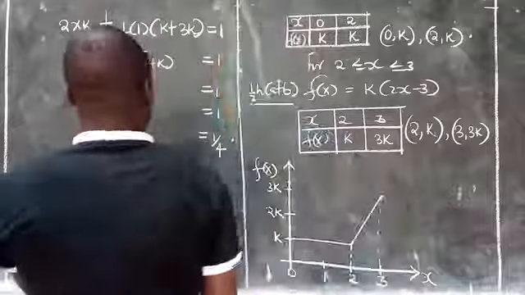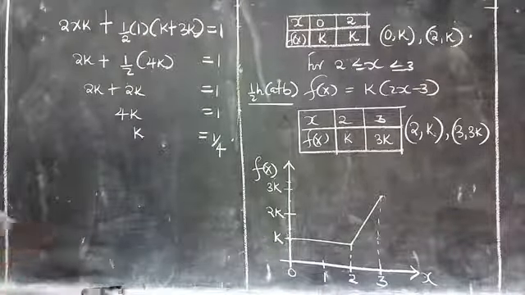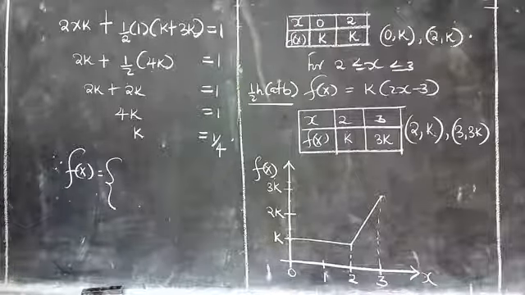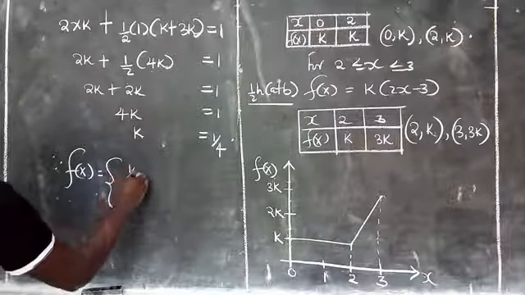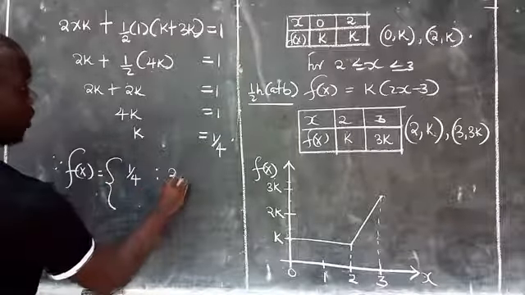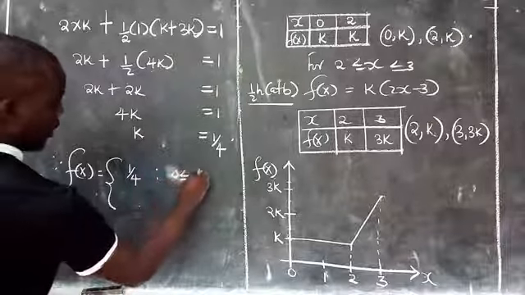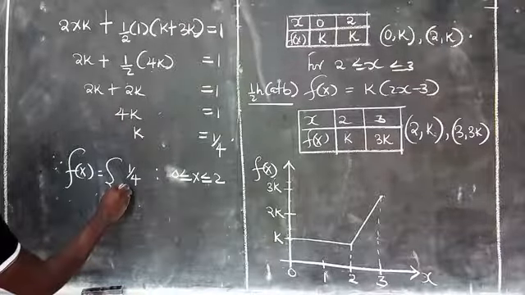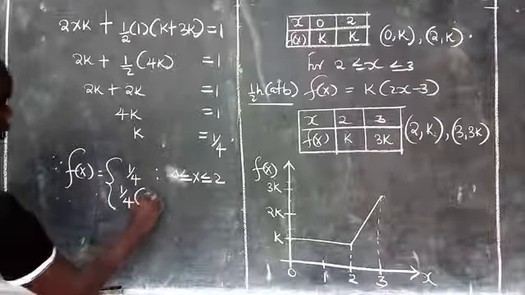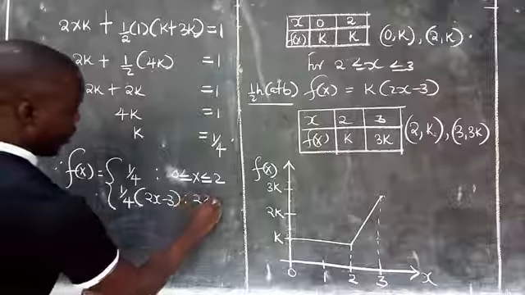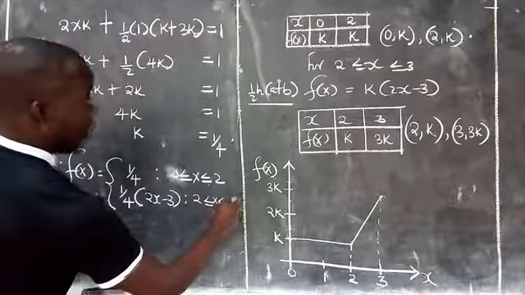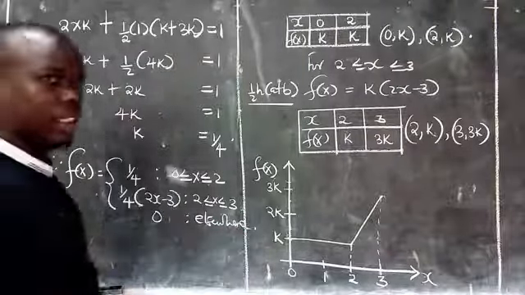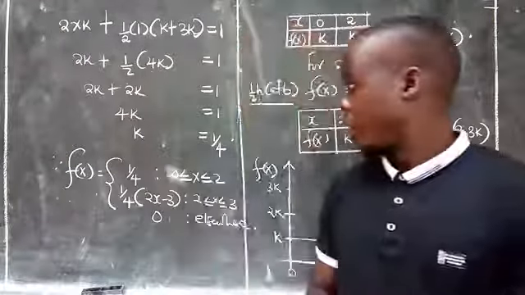Immediately after this, we said you redefine the function. So we shall say therefore our f of x is meant to be, we had k, but now our k is a quarter, for the range of values 0 less or equal to x less or equal to 2. Then we also had our function k into 2x minus 3, but with k as a quarter, that will be 2x minus 3 for the range of values 2 less or equal to x less or equal to 3. Then finally 0 elsewhere. So by the time you do that, you will have successfully got the value of k using your graph by fast sketching.